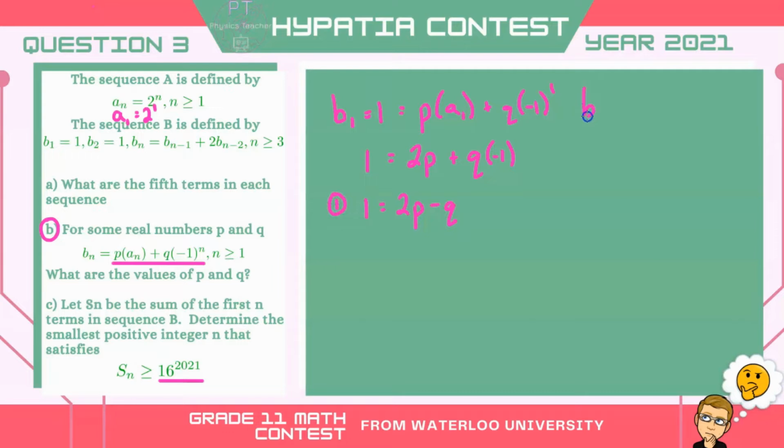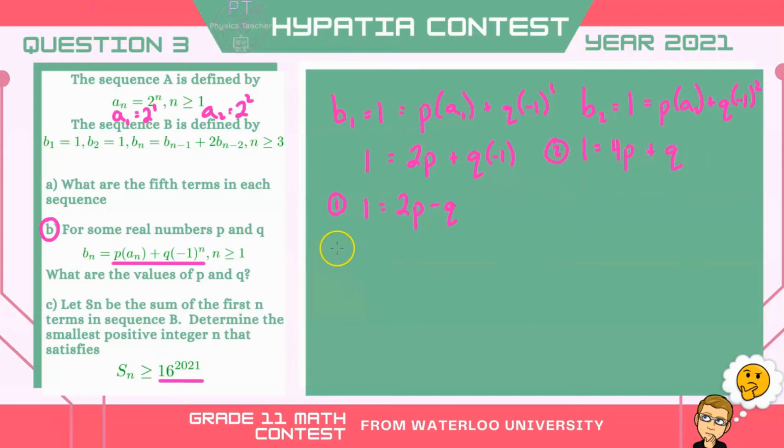Now let's go look at what B2 is. B2 has also a value of 1, and it is equal to P times A2 plus Q times negative 1 squared. Alright, so here we have 1. A2 is simply 2 to the power of 2, which is 4. So that's going to give us 4P. And negative 1 squared is positive 1, so plus Q. So now we have 1 equal to 4P plus Q. Let's call that equation 2.